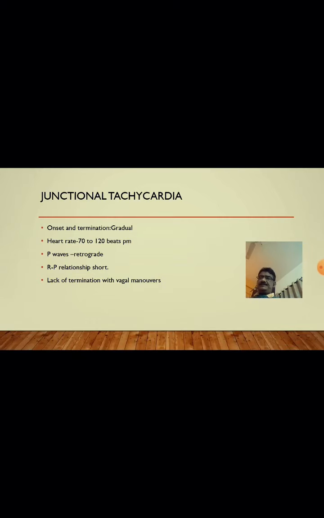Next, what is a junctional tachycardia? In a junctional tachycardia, the onset and termination are gradual. The heart rate is anywhere between 70 to 120 beats per minute, but still you call it a tachycardia because the junctional rhythm normally is around 40 to 50. Even 70 to 120 beats per minute is considered a tachycardia. The P waves are retrograde. The RP relationship is short and it is not terminated with vagal maneuvers.